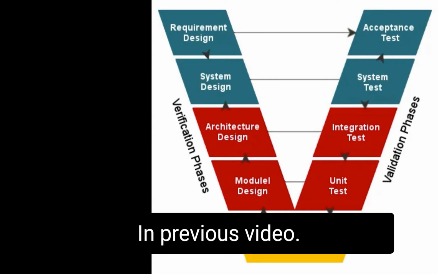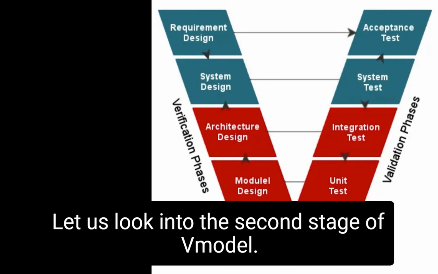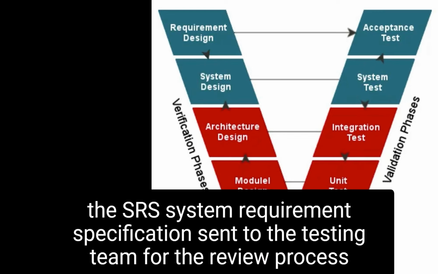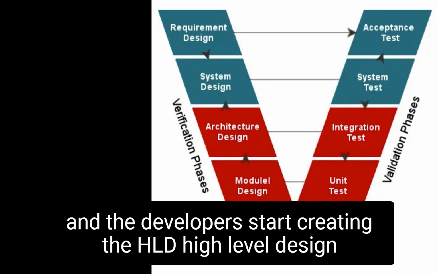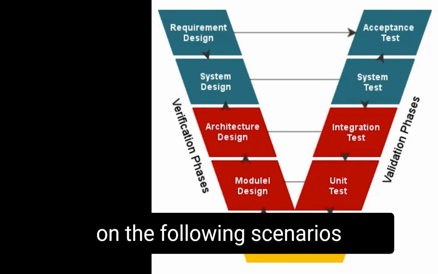In the previous video we looked into stage 1 of the V model. Let us look into the second stage of the V model. After completing the CRS, the SRS, System Requirement Specification, is sent to the testing team for the review process. And the developers start creating the HLD, high-level design, for the application. And the testing team will test the SRS on the following scenarios.